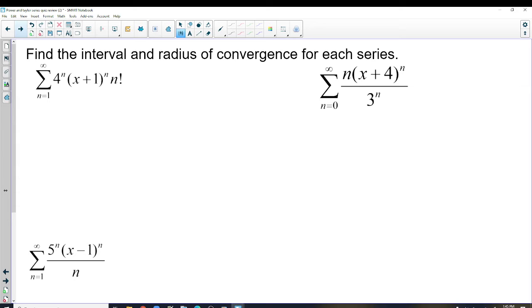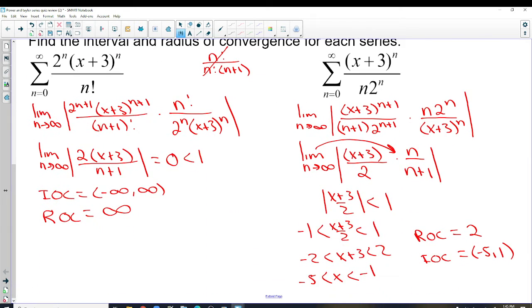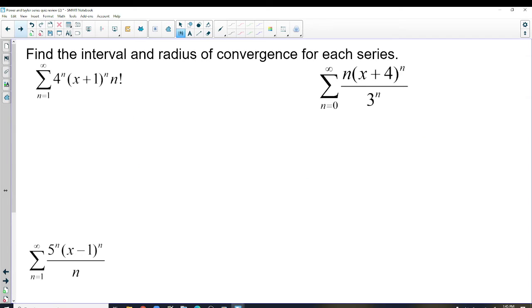All right, find the interval and radius of convergence for each series. Now we have 2 of the 3 types, in my opinion. We have the infinity stuff when n is in the denominator. We have just a nice interval and a nice radius when we have n's in both the top and the bottom. So what do you think the next one's going to be? N in the top. How are we going to deal with that? All right, that's going to be the next one right here.